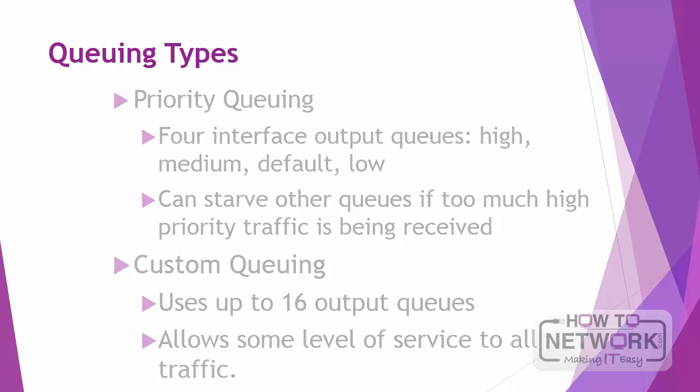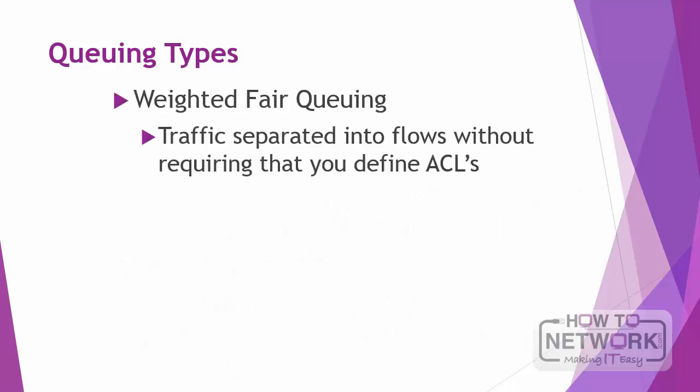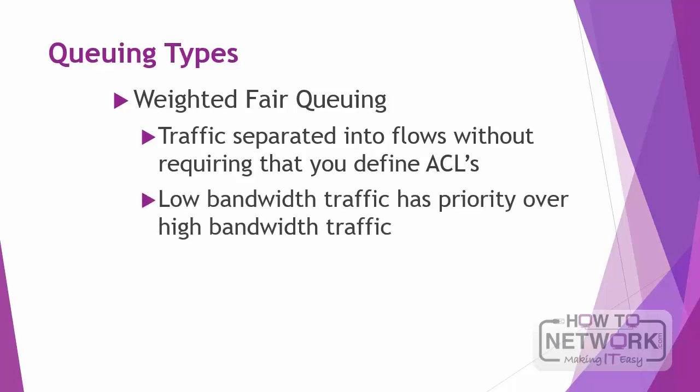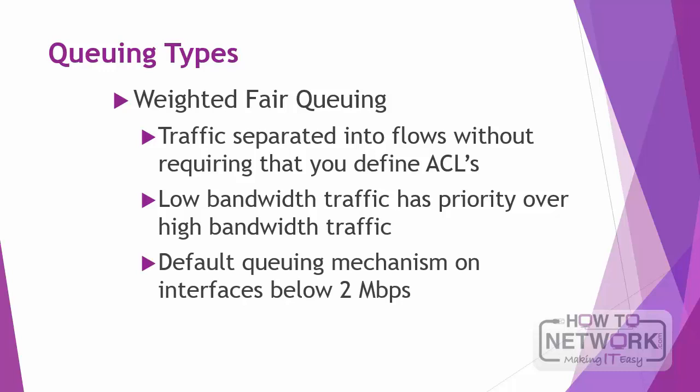Weighted fair queuing ensures that traffic is separated into individual flows or sessions without requiring that you define access lists. Weighted fair queuing uses two categories to group sessions: high and low bandwidth. Low bandwidth traffic has priority over high bandwidth traffic, and high bandwidth traffic shares the service according to assigned weight values. Please know that weighted fair queuing is the default quality of service mechanism on interfaces below 2 megabits per second.